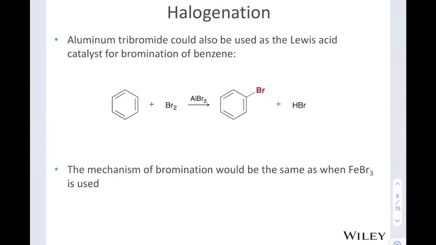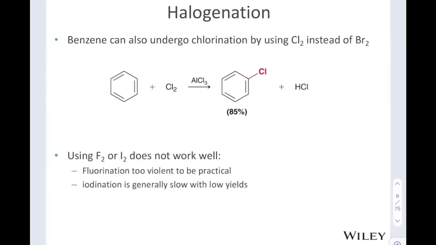A second example of a compound that will create a crazy good electrophile is AlBr3. And this reacts the same as the FeBr3 that I just showed you. We can also add chlorine by adding AlCl3 in the presence of Cl2, and that's going to be the same mechanism as the Br2 addition. We cannot add F2 or I2 in this manner. Fluorine is too violent and iodine is generally too slow.